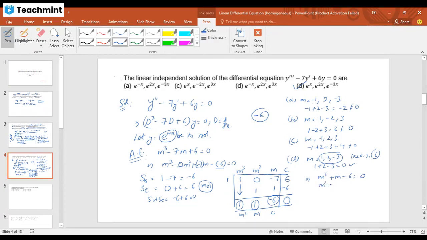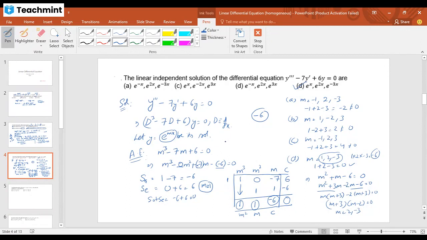So m square plus 3m minus 2m minus 6 equal to 0. So we can factorize it as m plus 3 taken outside, m plus 3 and m minus 2 equal to 0. So the value of m comes out to be 2 and minus 3. So one of the roots is 1, and the other two roots are 2 and minus 3.